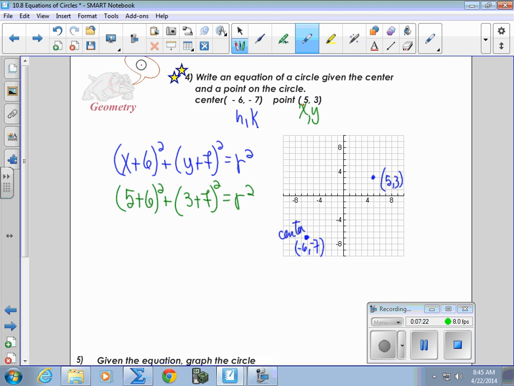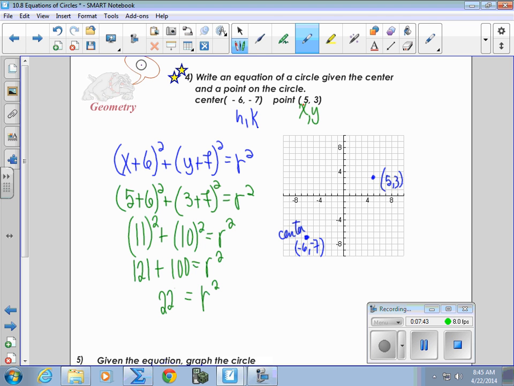Once we plug those numbers in, we add those two together, so we get 11 squared plus 10 squared is equal to r squared. So we get 121 plus 100 is equal to r squared. We have r squared is equal to 221. Well, we needed r squared for our equation, so we don't really have to find the square root of 221.